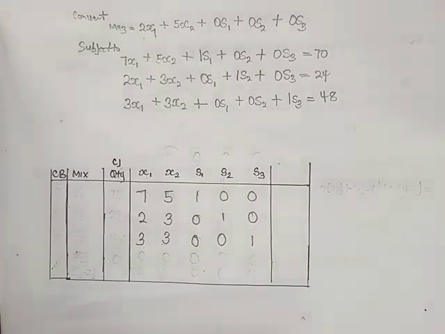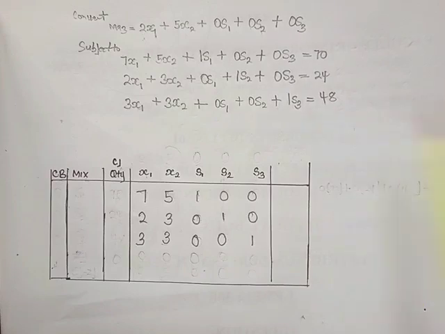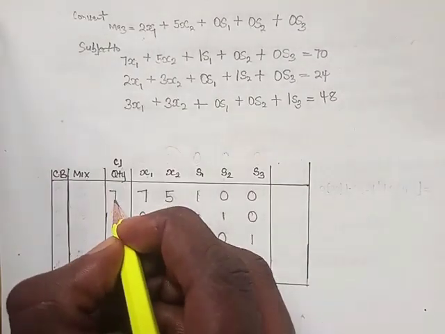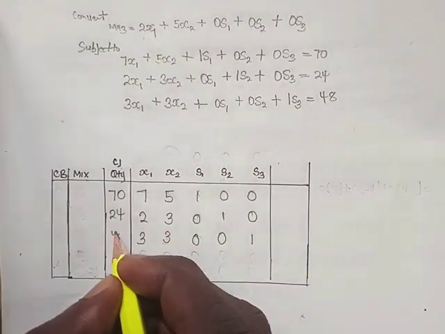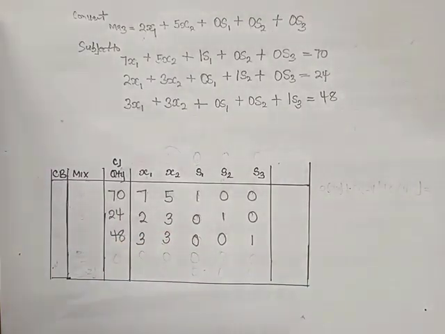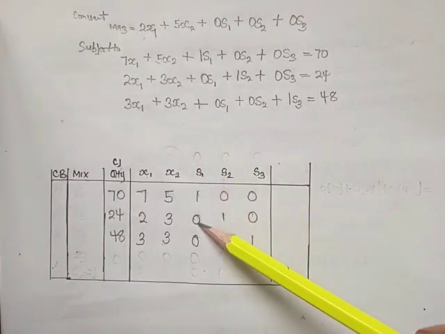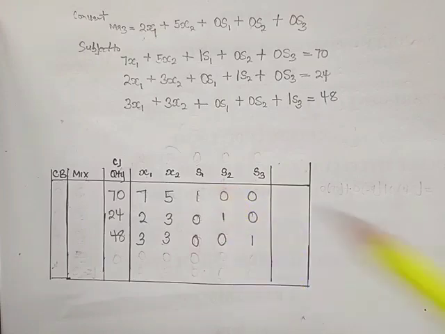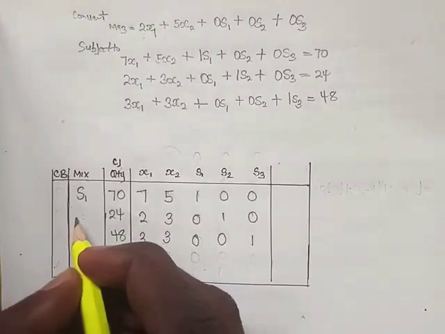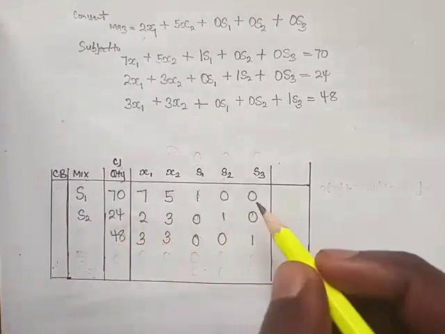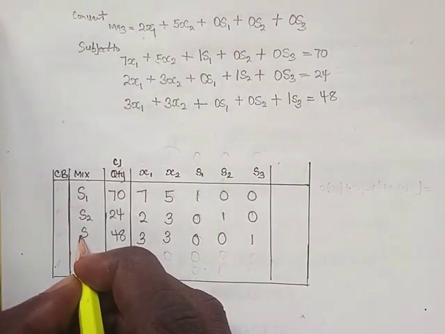So we have to start with our quantity. As I said, the quantities are 70, 24, and 48. So I'm going to check my slack variables. I'm only checking for my slack variables. S1 has 1 and 0, right? So you're going to write S1. S2 has 1 and 0, right? You're going to write S2. S3 has 1 and 0, right? You're going to write S3. That is how to go about your solution mix.